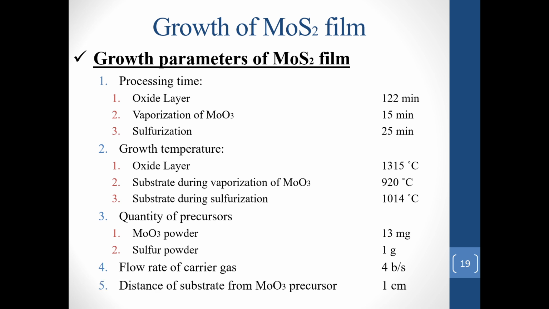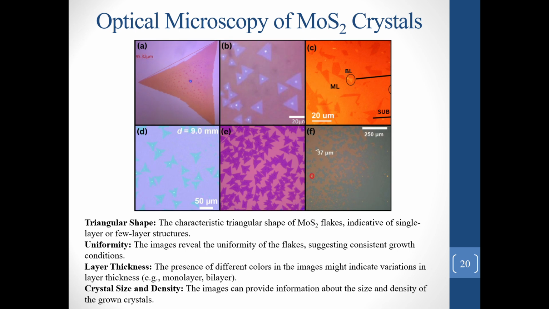And lastly, the distance of the substrate from the MoO3 precursor is just 1 centimeter. Now these are the results, the optical microscope images of the MoS2 crystals formed. First of all, you can see that triangular shapes formed in all the optical microscope images of MoS2 crystals. The characteristic triangular shape of MoS2 flakes indicates a single layer or few layer structure.